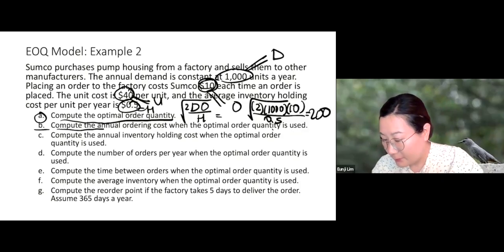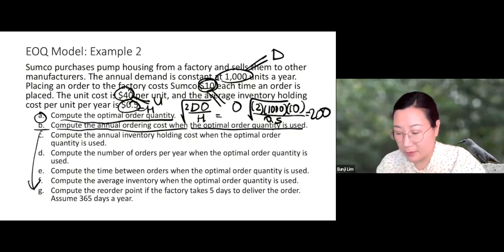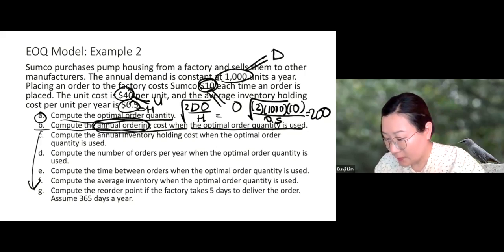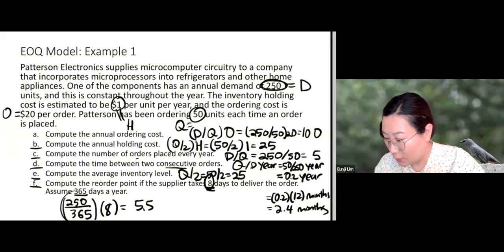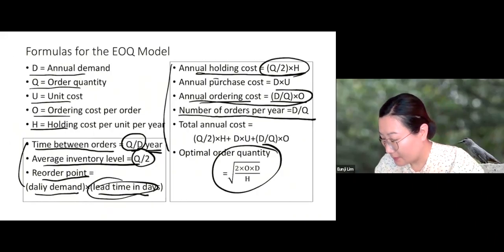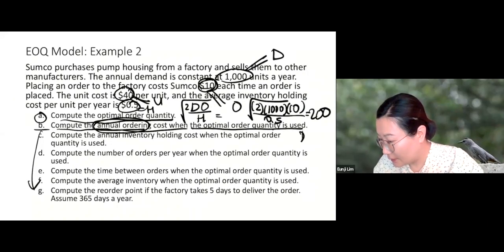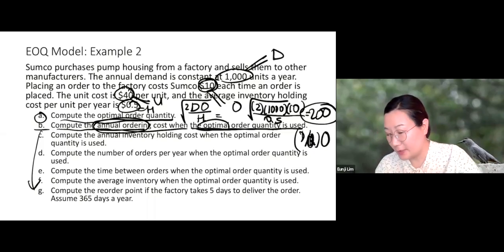Now let's go to B, compute the annual ordering cost when the optimal order quantity is used. So the rest of the parts are very similar to the previous example. You can just apply the formula for the annual ordering cost, which is D over Q times O. And for the order quantity Q, you just need to use the optimal order quantity, 200 units that you calculated in part A.